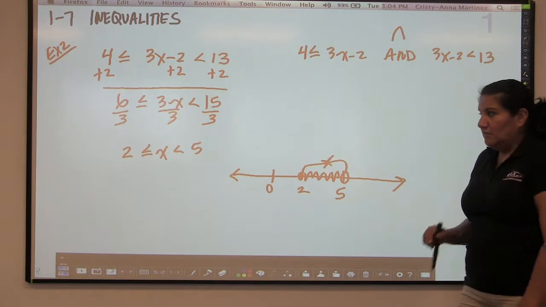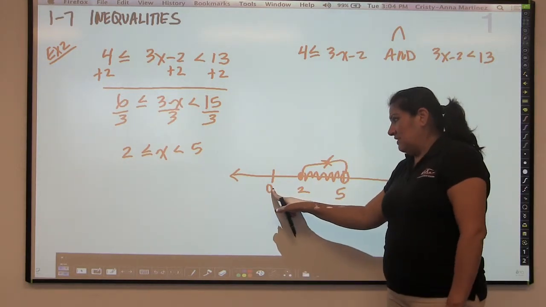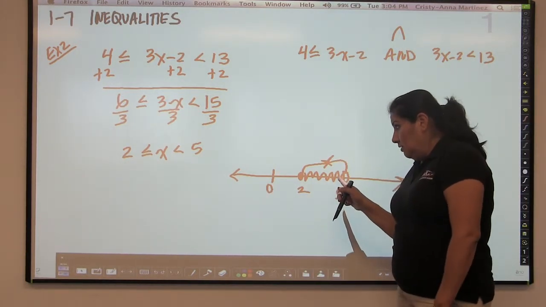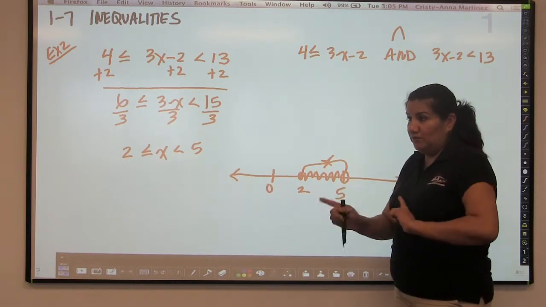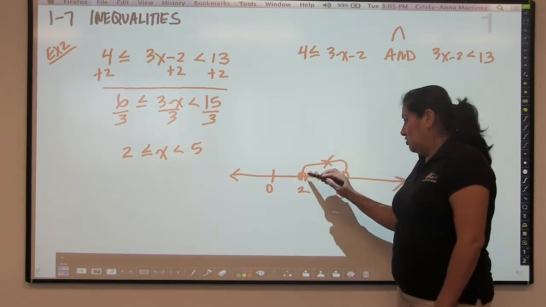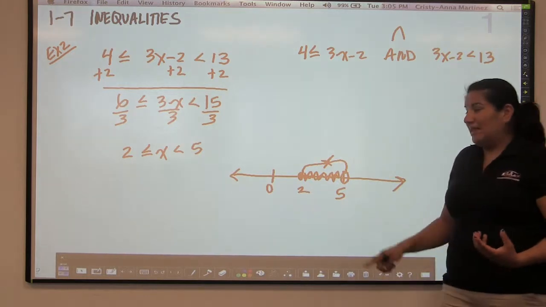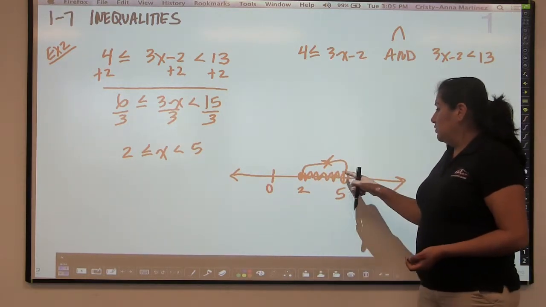Does that make sense? The number 0 will satisfy the fact that it's less than 5, but it's not bigger than 2, and it has to satisfy both at the same time. So that's why the only answers are what's in between here. So some people like to do shading, some people like to do the arrows.